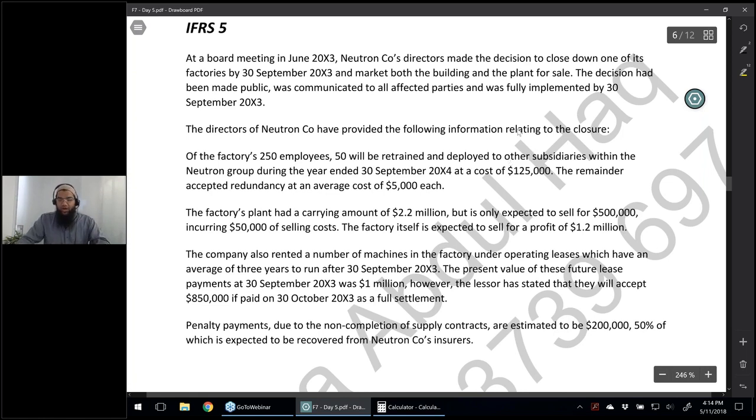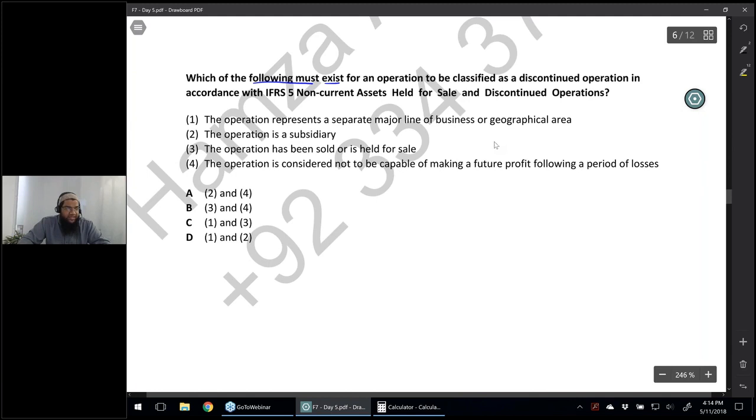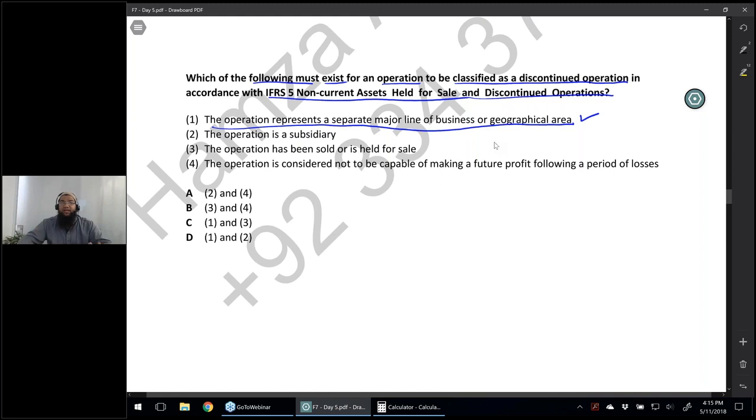Now let's start from the requirement. The question says, which of the following must exist for an operation to be classified as a discontinued operation in accordance with IFRS 5? The operation represents a separate major line of the business or geographical area. Is this necessary? Yes, because if it is a separate segment, only then can we treat it as a discontinued operation.